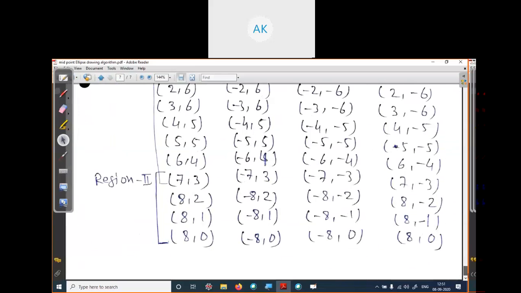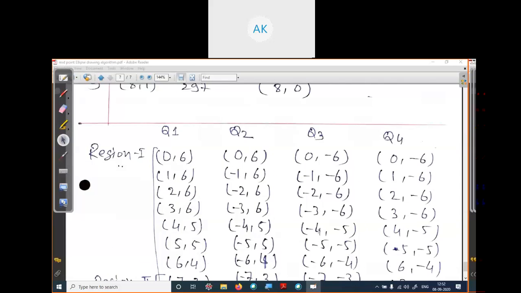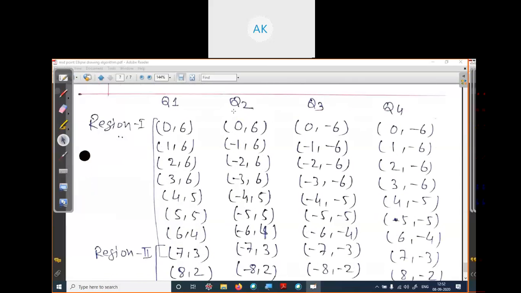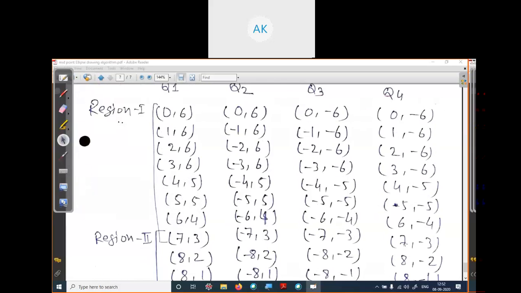So these are the points of region 2. The point 7,3 is the last point of region 1 and it is the initial point for region 2. This is the overlap point. If we calculate all the points of quadrant 1, we can calculate the other points of the other quadrants. Just change the sign of x for quadrant 2, make both x and y negative for quadrant 3, and for quadrant 4 y is negative and x is positive. So we have calculated the complete set of points using the midpoint ellipse drawing algorithm.